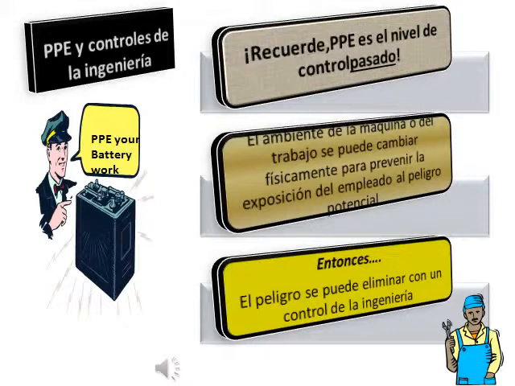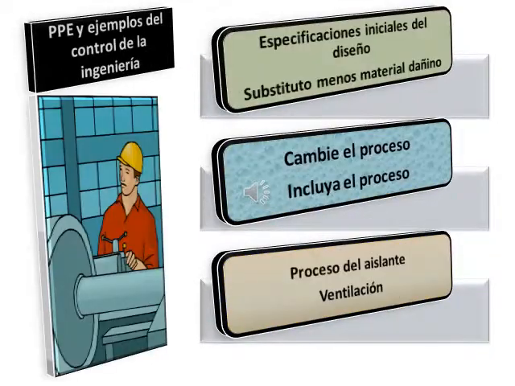The machine or work environment can be physically changed to prevent employee exposure to a potential hazard. Then, the hazard can be eliminated with an engineering control first and foremost. Initial design specifications: substitute less harmful material, change the process, enclose the process, isolate the process, or provide ventilation are all examples of engineering controls versus personal protective equipment.